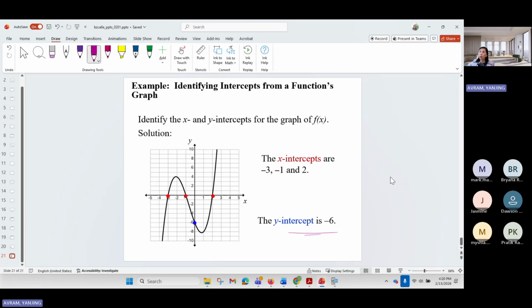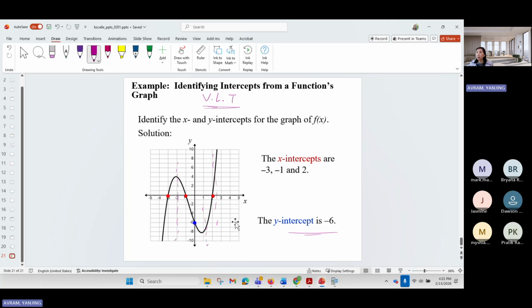And then, by the way, is this a function? We call it VLT. In order to be a function, we have to pass the vertical line test. Does this pass the vertical line test? If I drop a vertical line anywhere, how many points do I have across the graph? All right, give me a yes or no. Is this a function? Yes, it's a function. That's exactly right.